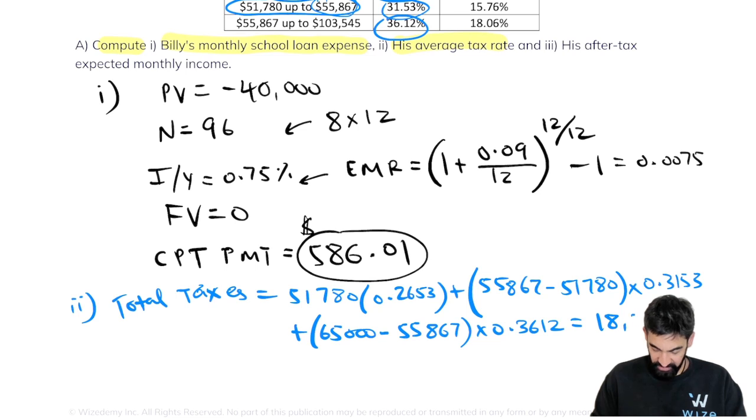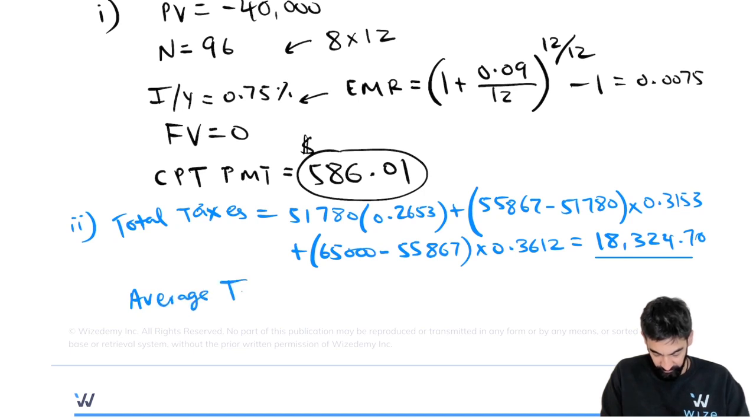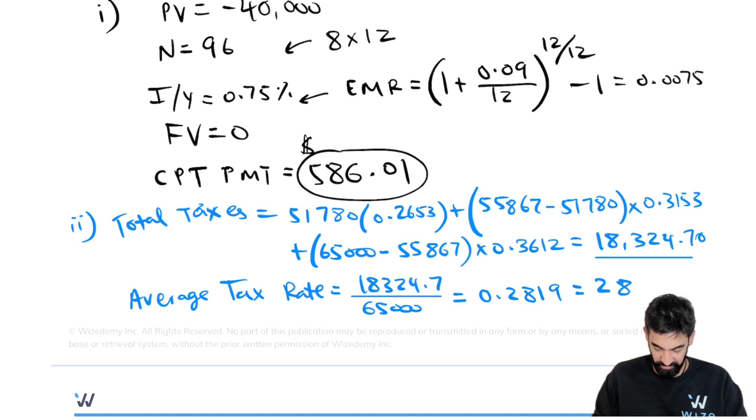That will give me a total of 18,324.70. That's what he's going to pay in total taxes. Now I'm going to take that number and divide it by what? His income of 65,000. So I do 18,324.7 divided by 65,000, his income. So I'll just keep the answer in my calculator, divided by 65,000. It gives me 0.2819, which is 28.19%. That is your answer to part 2.